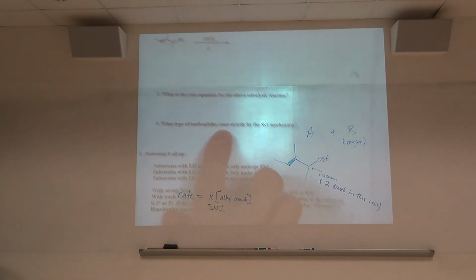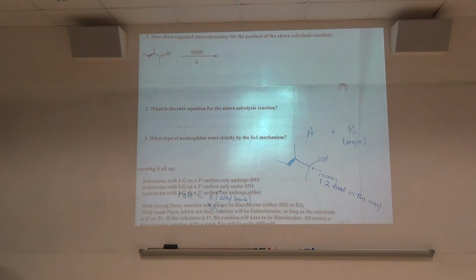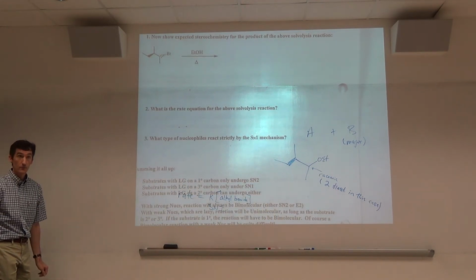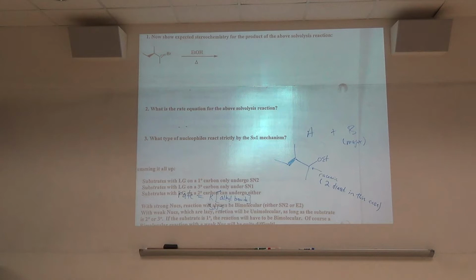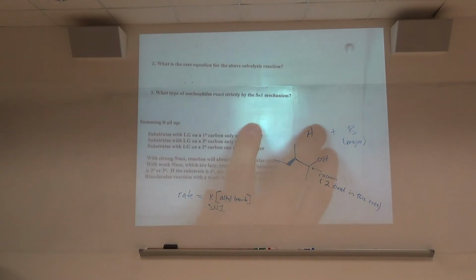What type of nucleophiles react strictly by SN1? Weak. Got a weak nucleophile, you're doing SN1. Weak nucleophile, too lazy to do SN2. Because to do SN2, we're asking that nucleophile to come in backside and attack a less reactive carbon that's only partial positive. Summing it all up.